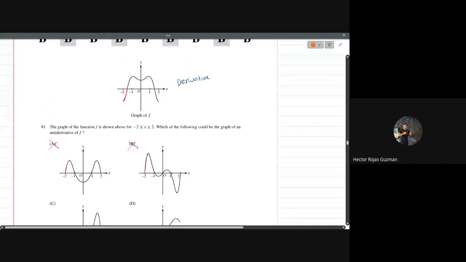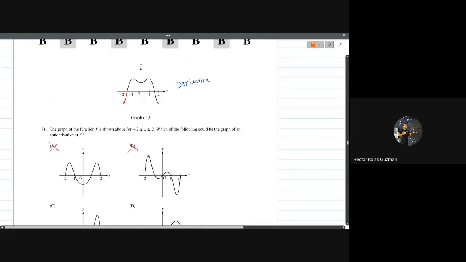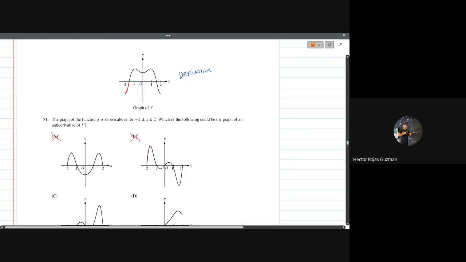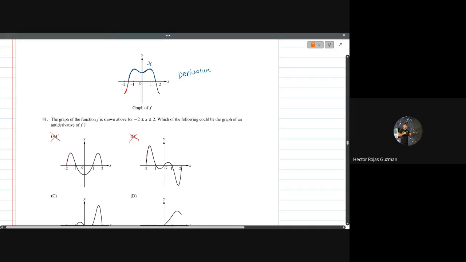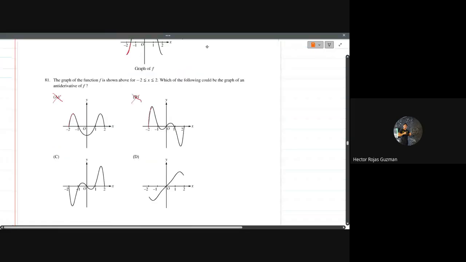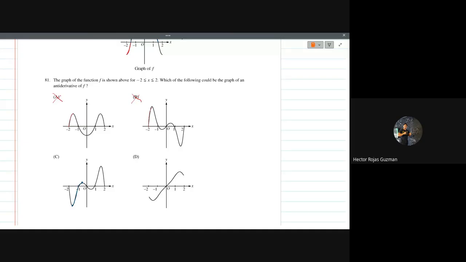Okay. From -1.5 all the way to 1.5, the derivative here is positive, which means f of x has to be increasing. Looking at my choices, C is increasing, but then it starts to decrease. So C is not the answer.